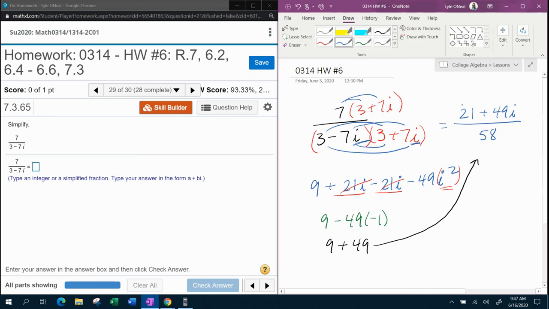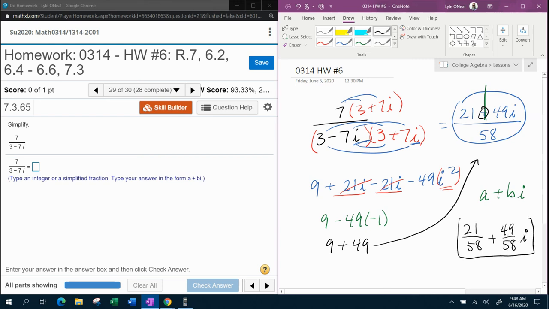Now that answer actually needs to be written in standard form. And remember, standard form of a complex number is a plus bi. So we're going to need to separate that into two separate fractions. So now the final answer is 21 over 58 plus, because that was a plus sign, 49 over 58i. That is our answer in standard form.